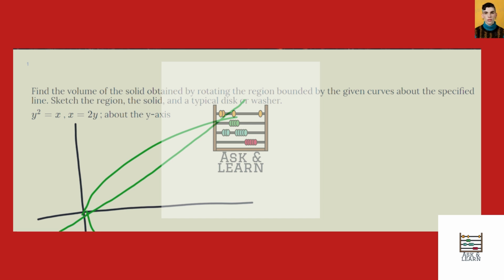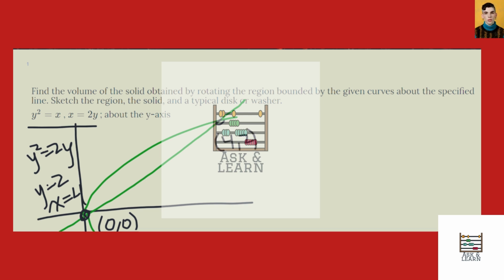So now we need to find the 2 points of intersection. So the very clear one is 0, 0. And the other one we can solve by equating these two equations together. So we get y squared is equal to 2y. And the very obvious answer here is that y equals 2, because if y times y is equal to 2 times y, then y has to be 2. And if we plug that in, we get x equals 4. So this point right here, where the two lines intersect, is 4, 2.